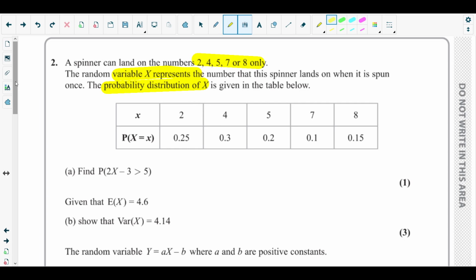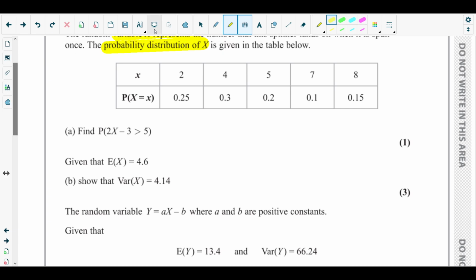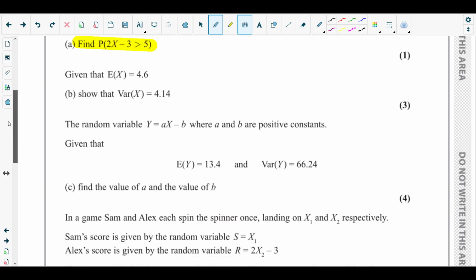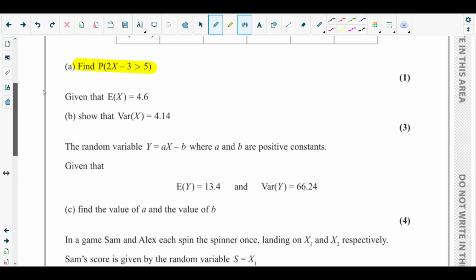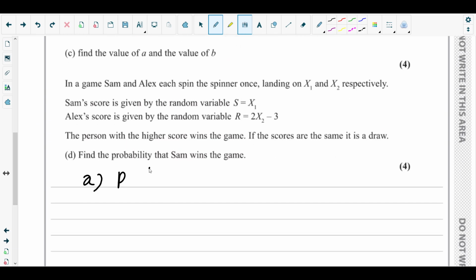In part A, they are asking to find the probability of twice x minus 3 greater than 5. So we need to find out that probability. We can write twice x, take minus 3 to the right side, like solving an inequality, greater than 8. So the probability of x greater than 4.